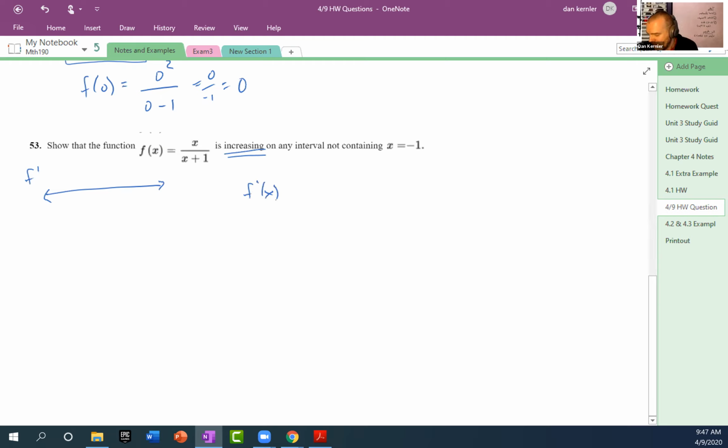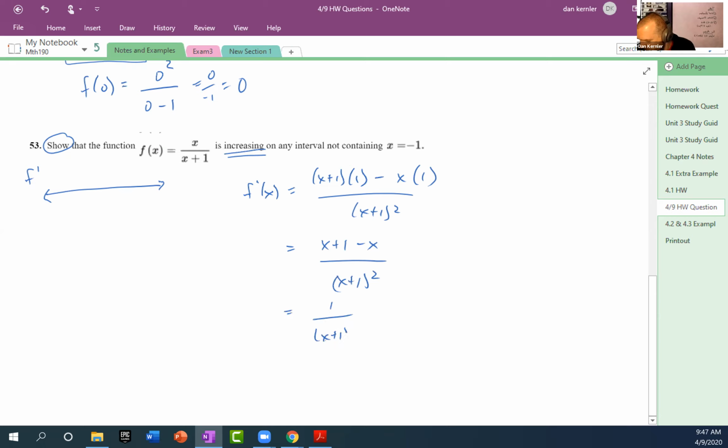So the derivative, another quotient rule: x plus 1 times 1 minus x times 1, over x plus 1 squared. We get x plus 1 minus x over x plus 1 squared. Oh, that's kind of boring. We get 1 over x plus 1 squared. Boring is good because then you don't have a lot of critical numbers to find. In fact, if we try to find where this one has horizontal tangent lines, setting the derivative equal to 0, that's never true. There are no horizontal tangent lines.